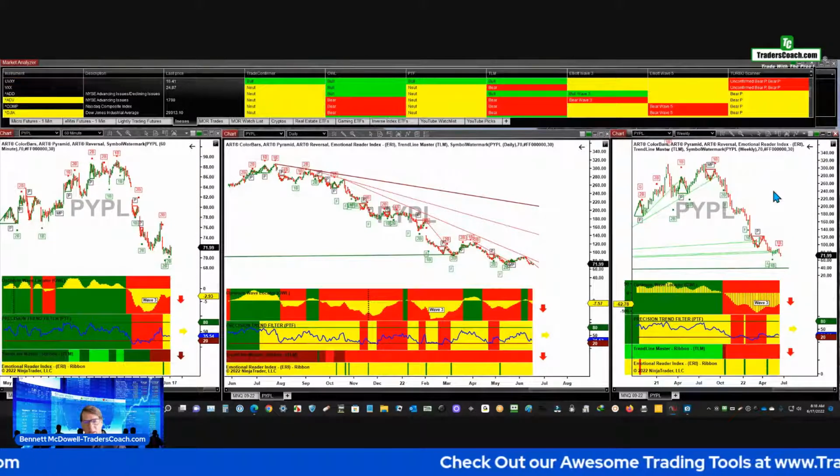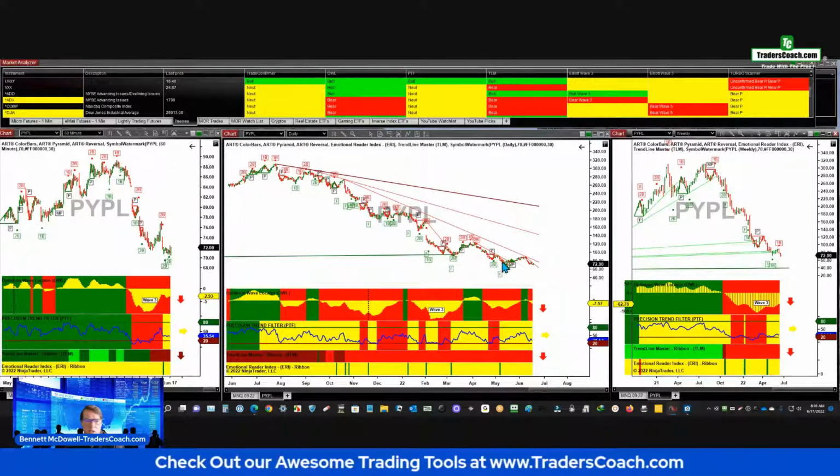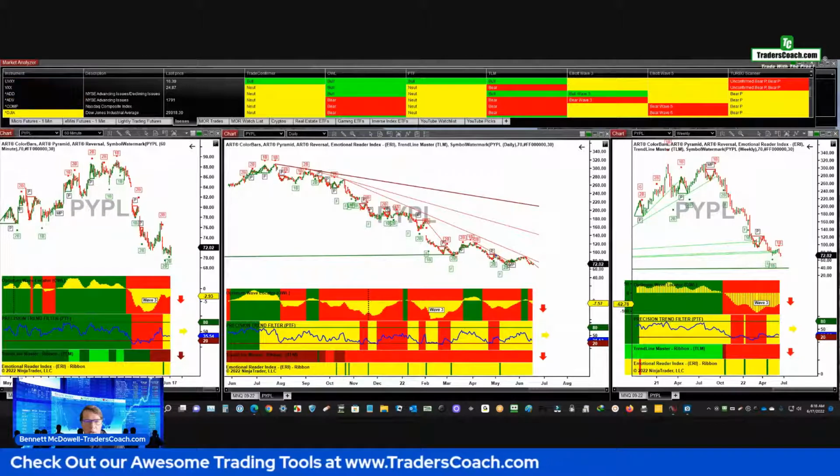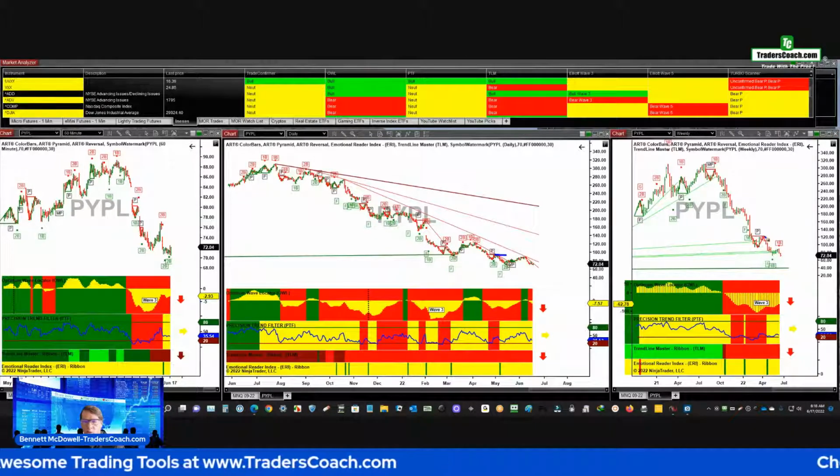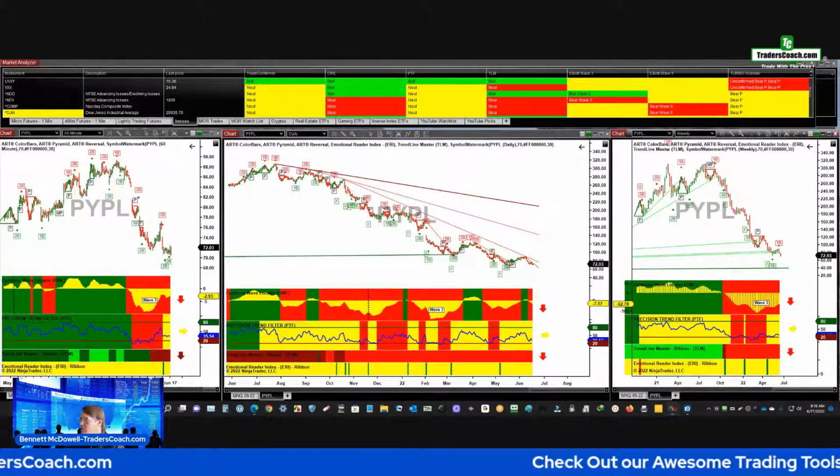It's still heading down, and if you have a short position, stay short and use these stops. You can use a stop here, the pyramid here, or here. Both of those have not been stopped out yet. So you can use those. That looks pretty good.